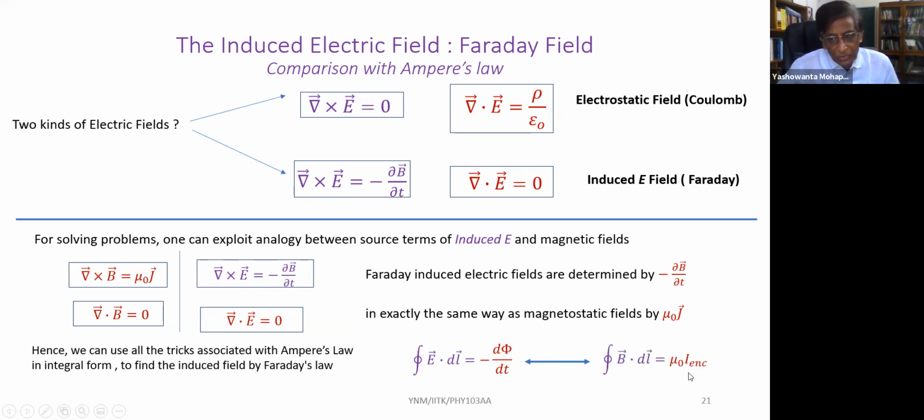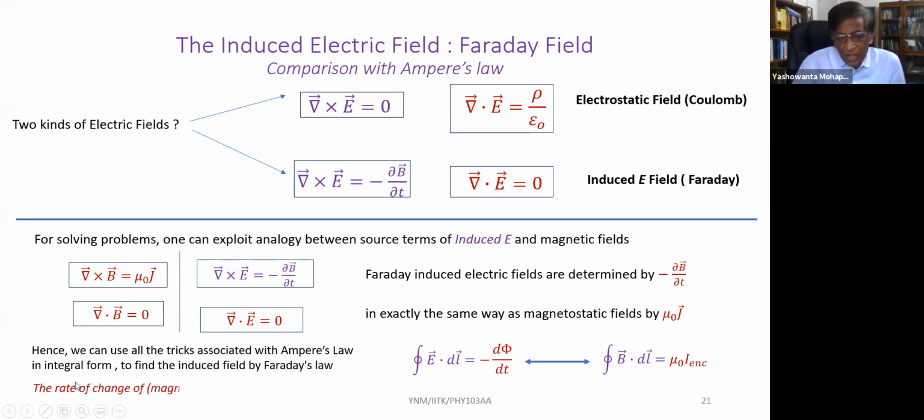So we know many techniques of how to solve this. The integral of B dot dl is mu naught I enclosed, which comes from Ampere's law. So all the techniques that we taught, choosing an Amperian loop, looking for symmetry, and then solving for B, will work here. That is, you can now take an Amperian loop, but not for B, but for the induced electric field, treating minus d phi by dt as the source term. We'll show this through an example, but that is the power of this formal equivalence.